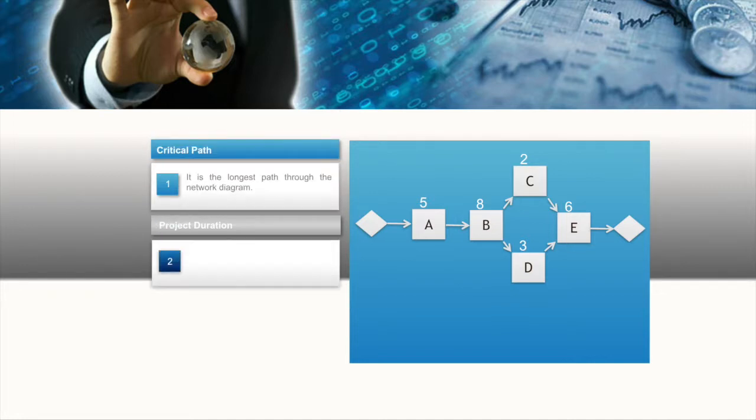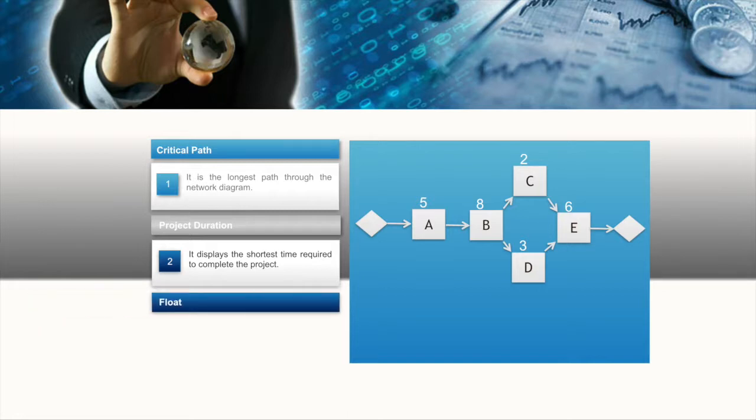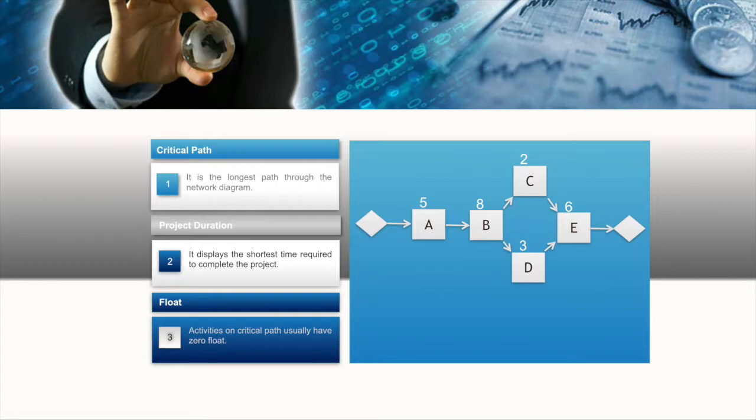And whatever is the duration of the critical path, that is going to be the duration of your project as well. The critical path is the shortest or the minimum time required in order to complete the project. Another important term is the float. Float is the amount of time an activity can be delayed without delaying the project.